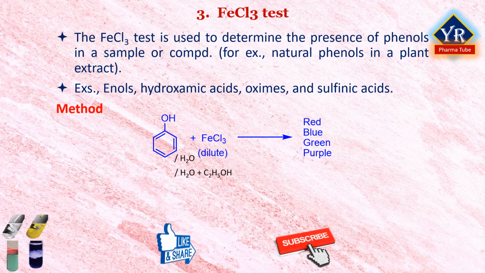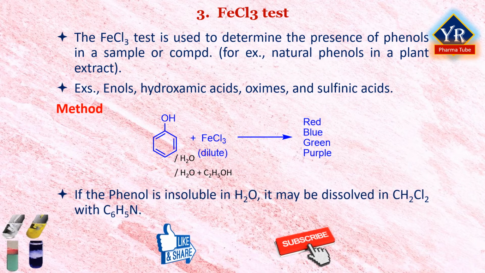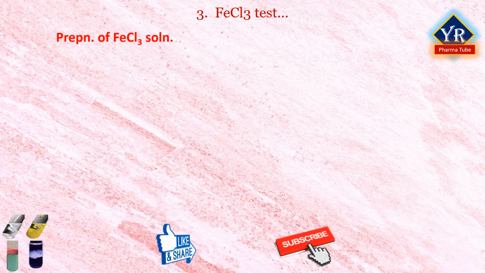The formation of red, blue, green or purple coloration indicates the presence of phenols. Where the sample is insoluble in water, it may be dissolved in dichloromethane with a small amount of pyridine. Preparation of ferric chloride solution.